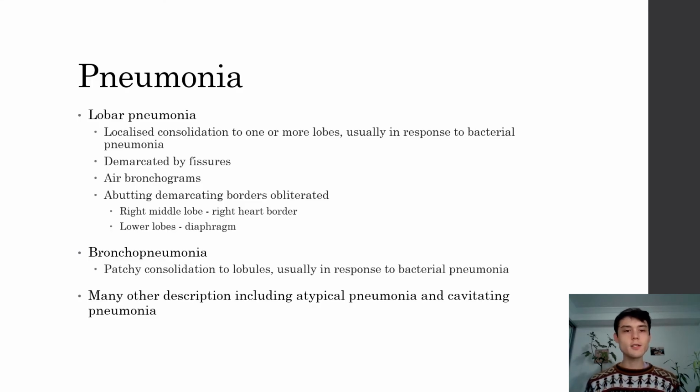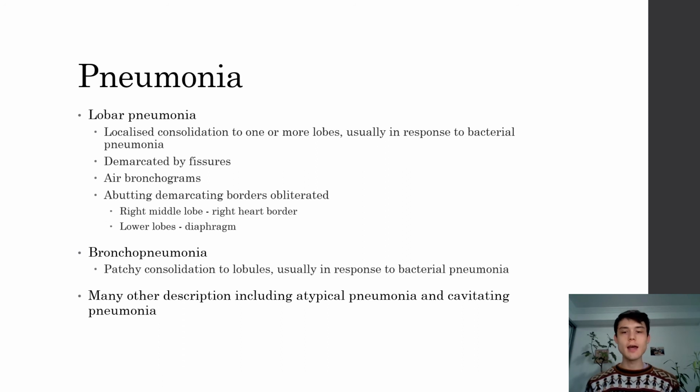So we've looked at different types of pneumonia, and there can be quite different radiographic descriptions of pneumonia. But the two main types are lobar pneumonia and bronchopneumonia. So in lobar pneumonia, we see localized consolidation to one or more lobes, and that's usually in response to a bacterial pathology.